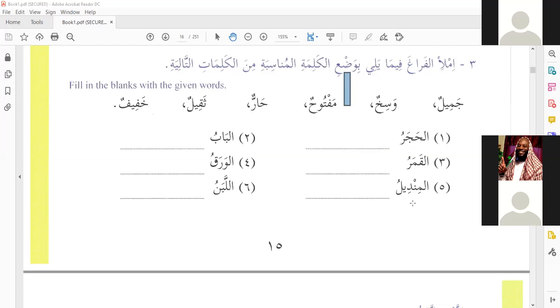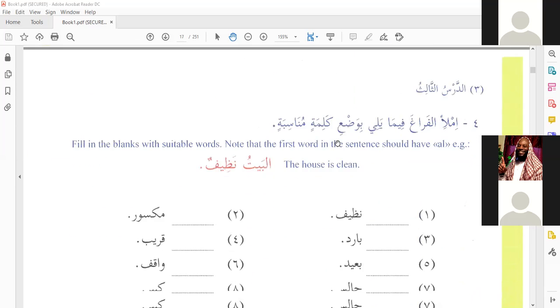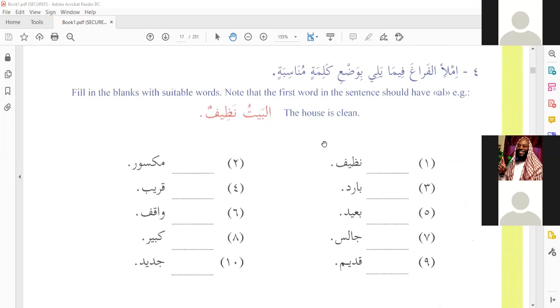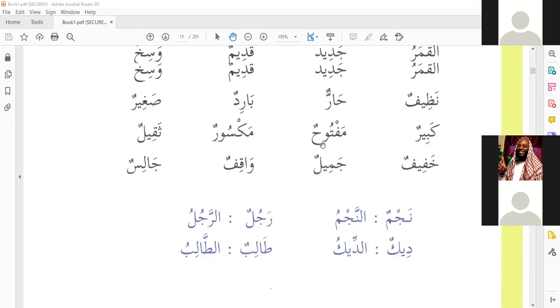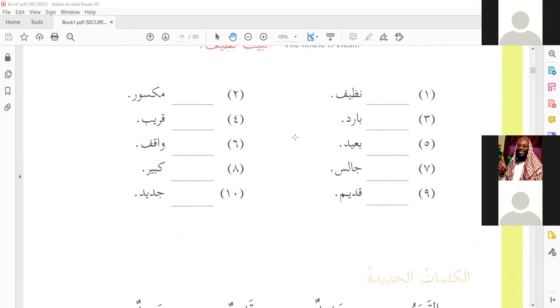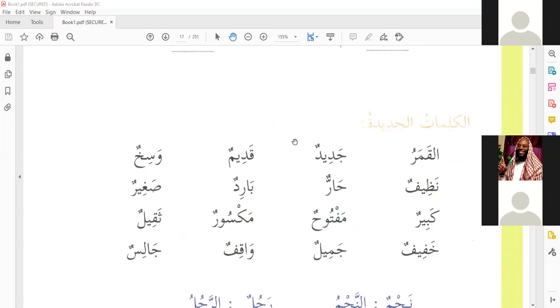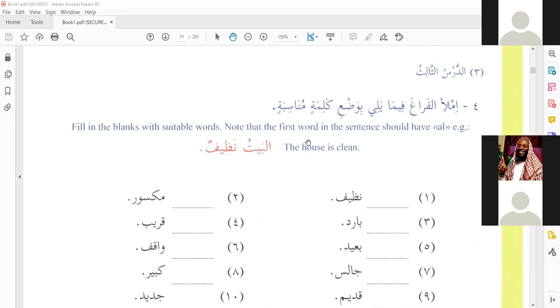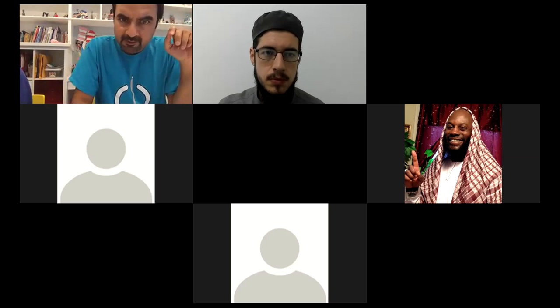Al-hajar, al-qamar, al-mindil, al-babu. Right? So do that for homework, and then inshallah, if you really want to be a go-getter, you can do the next one as well. But I wouldn't go past that. And we will look at more next time. Does anybody have any questions about anything? Yes. What is the meaning of ba'idun? Ba'id means far, far away. The opposite of qareeb.